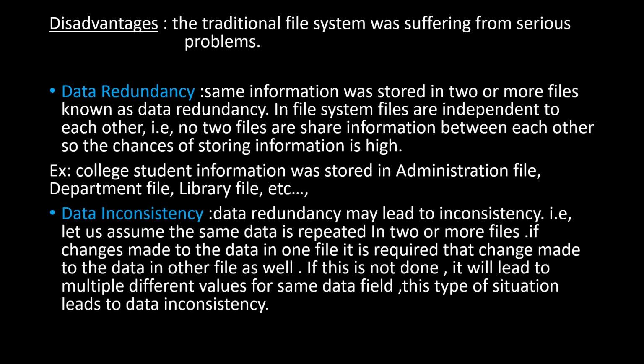The second one is data inconsistency. Here, data redundancy may lead to data inconsistency. Let us assume the same data is repeated in two or more files. If changes are made in the first file, it is required that the changes should be made in the other file too. Otherwise it will lead to multiple different values for the same data. So this situation is called data inconsistency.